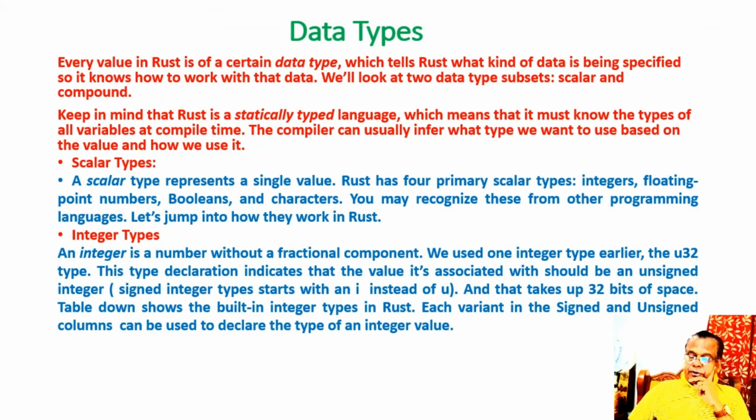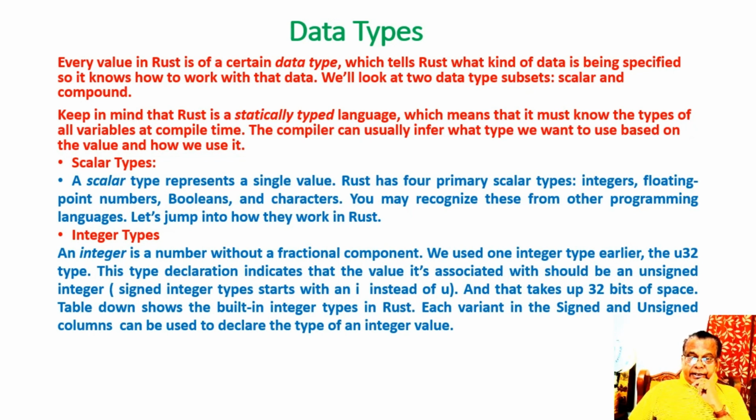Yeah, data types. We are now discussing what are called data types. See, every value in Rust is of a certain data type, which tells Rust what kind of data is being specified, so it knows how to work with that data. We will look at two data type subsets, scalar and compound.